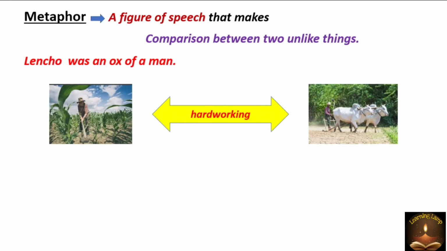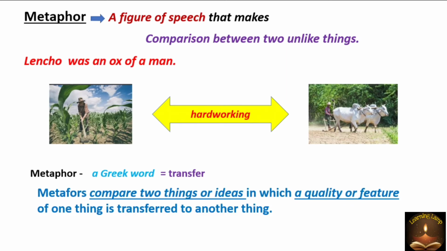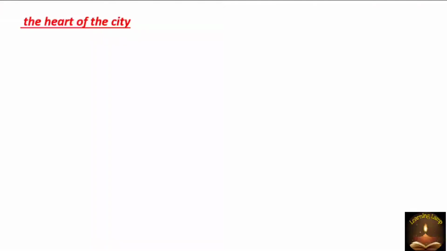than just similar. The word metaphor comes from a Greek word meaning transfer. Metaphors compare two things or ideas in which a quality or feature of one thing is transferred to another thing. In the above example of Lencho, hard work is the quality or feature of an ox that has been transferred to Lencho. Similarly, take another example, the heart of the city. It is a metaphor.